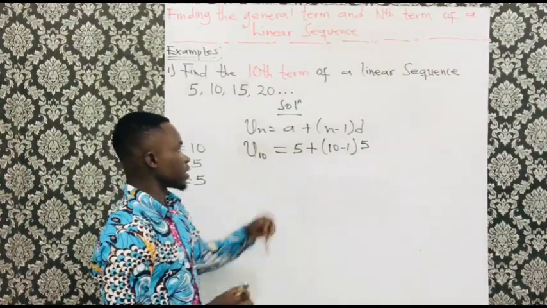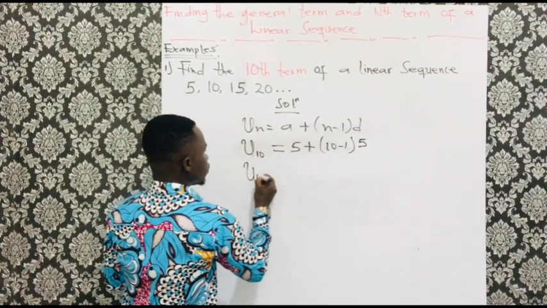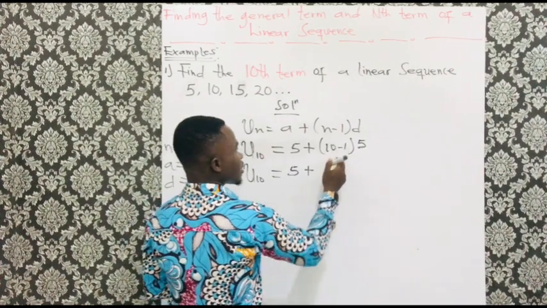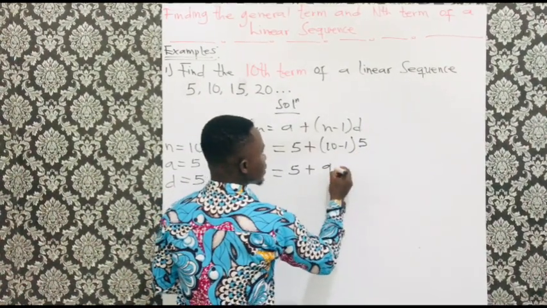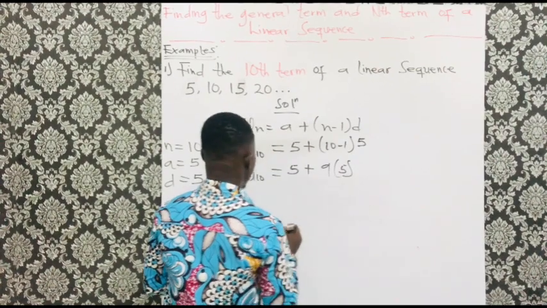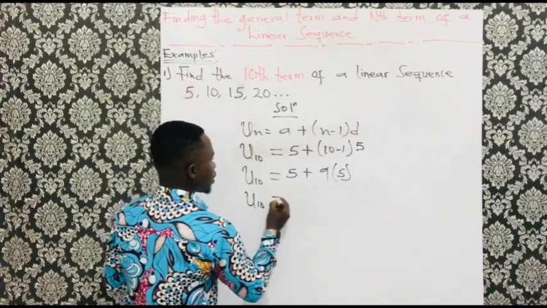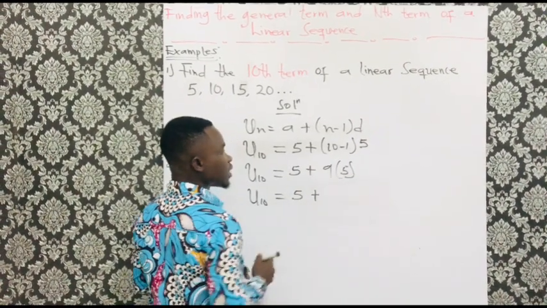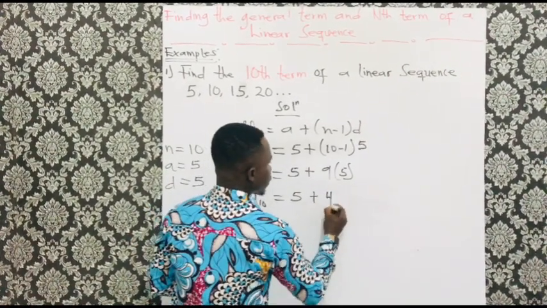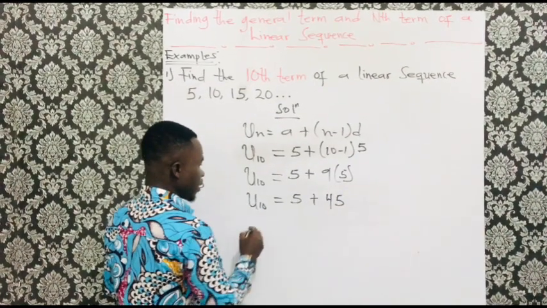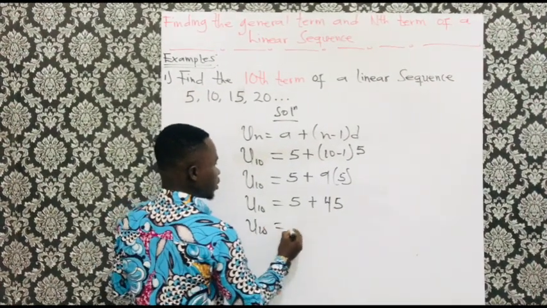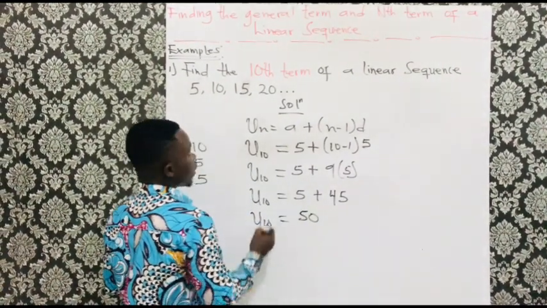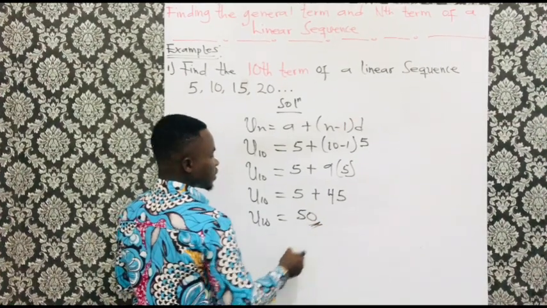Now we solve the resulting equation. So we have u10 equal to 5 plus 10 minus 1 gives us 9 times 5. So we have u10 equal to 5 plus 9 times 5 gives us 45. So we have 45 here. We have u10 equal to 5 plus 45 gives us 50. Therefore, our 10th term is 50.